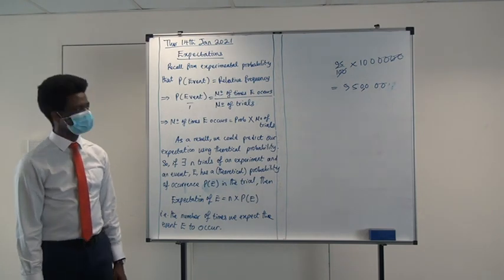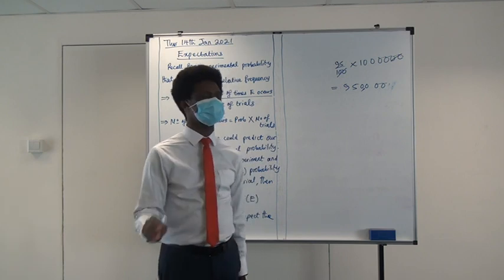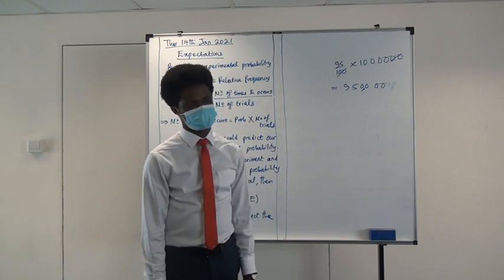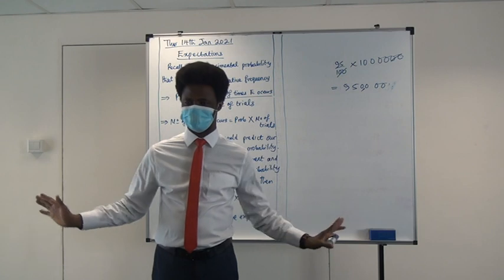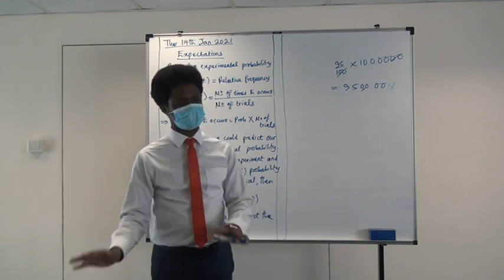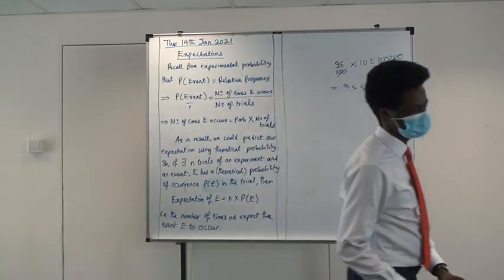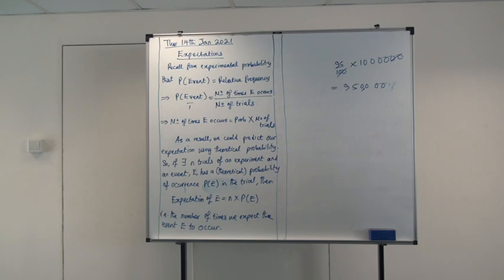We'll be using the idea of random variable later, so I'll be calling it the expectation of X, but I don't want to introduce too many mathematical jargons. So let's just call it expectation of an event. But later I'll be calling it the expectation of X, X as a random variable. What random variable means, don't worry about it yet. We'll talk about that more in probability distribution.